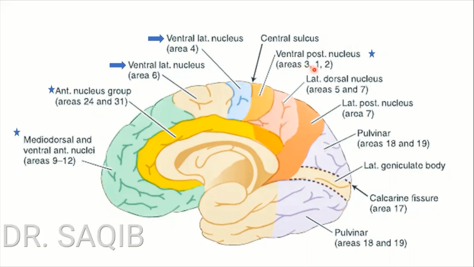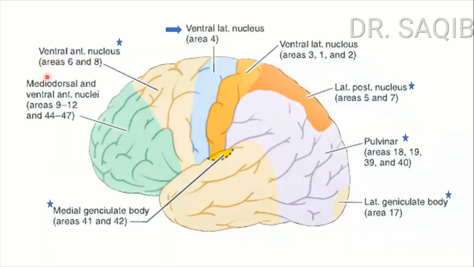Then the ventral posterior nucleus projects behind the central sulcus, to Brodmann areas 3, 1, and 2, the sensory area. This is the relay to the sensory cortex or the somesthetic cortex. The anterior nucleus group is responsible for the emotional tone, as I told you in my previous lecture, and the mediodorsal group is also responsible for behavior and emotions as well.